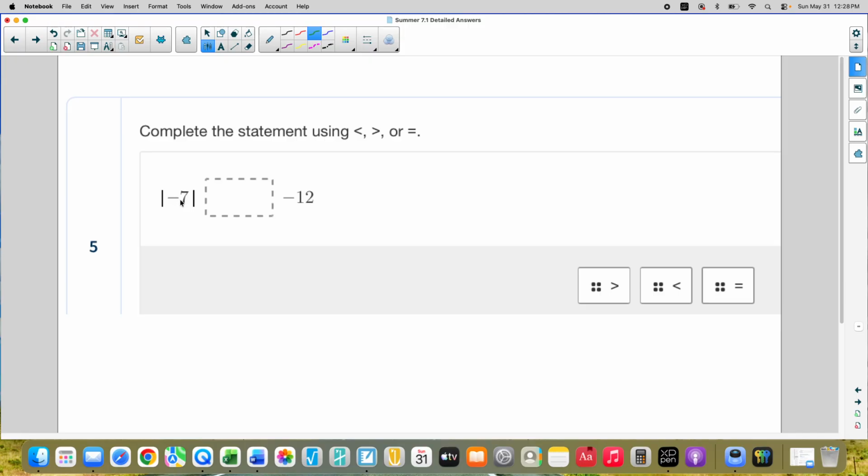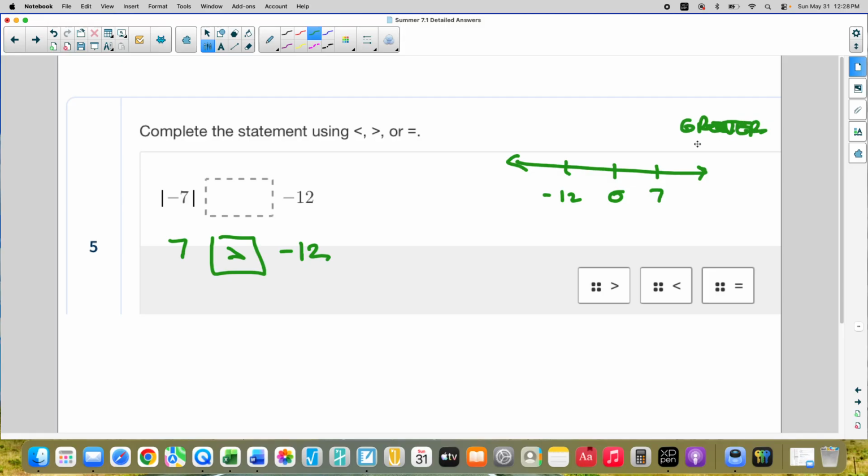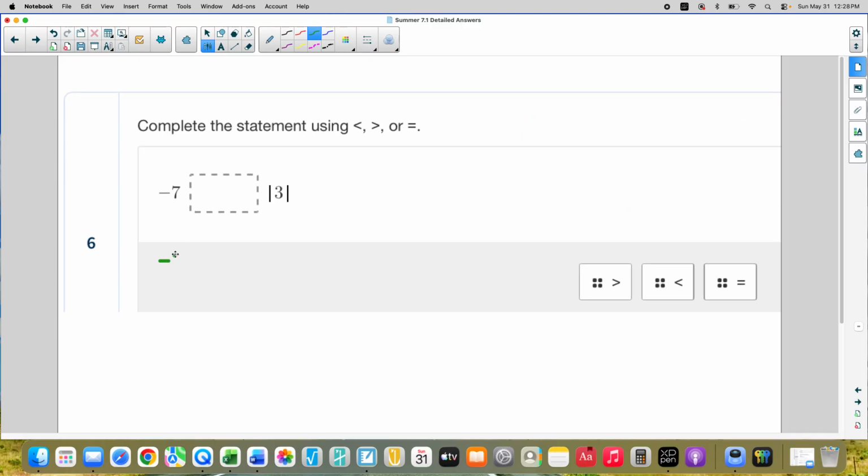The absolute value of -7 is 7. And then this doesn't have an absolute value, so this is just -12. So here we're going to use the greater than sign because 7 is greater than -12. If we saw it on a number line, you'd have -12, you'd have 0, you'd have 7. So 7 is going to be greater than. This is greater in that direction. This is smaller or lesser. Smaller numbers travel that way. Next, -7, absolute value of 3 is 3. So we will use the less than because -7 is less than 3.